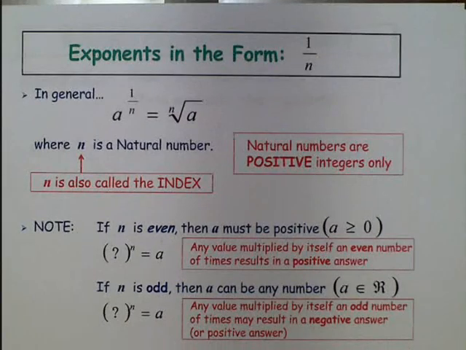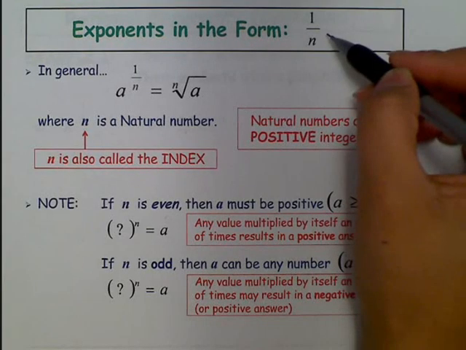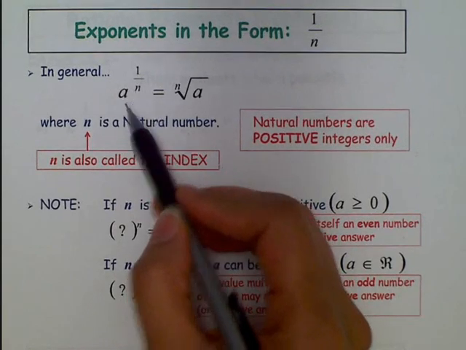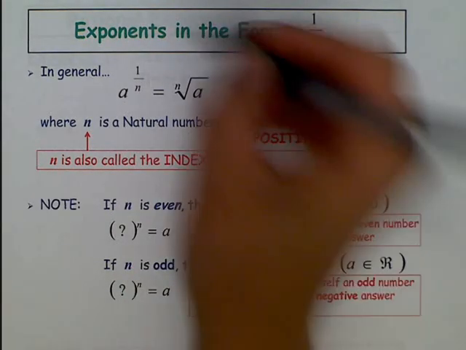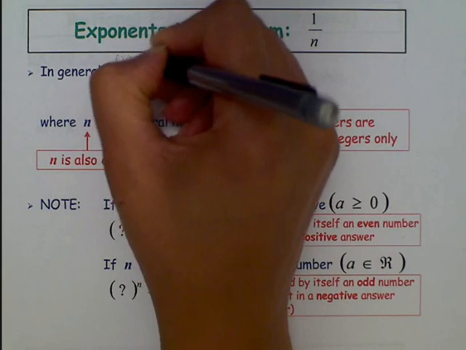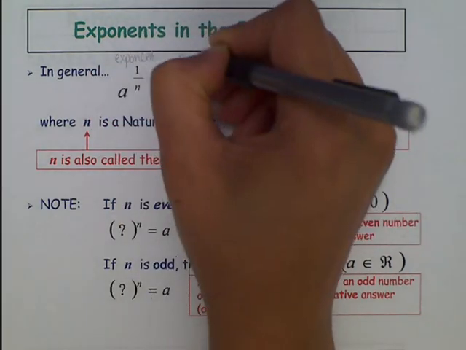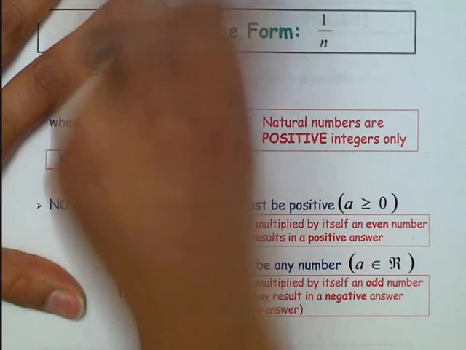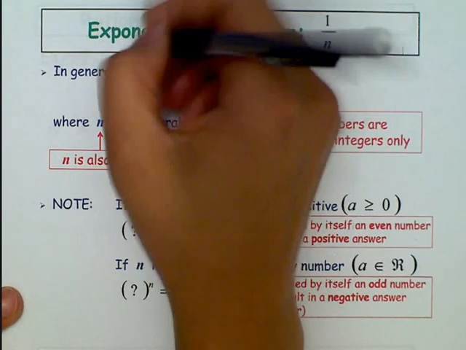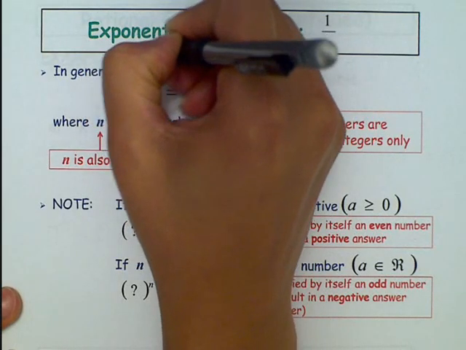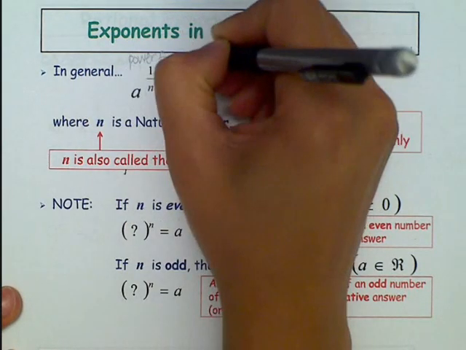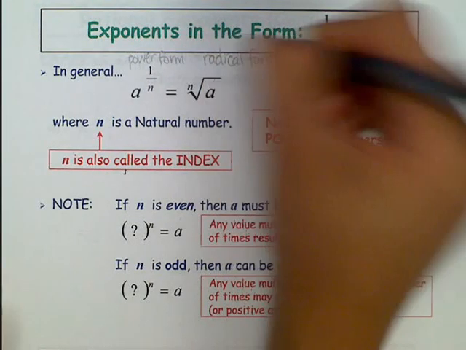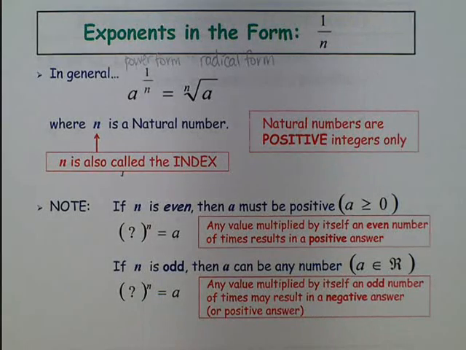So exponents in the form 1 over n. So if you have a rational exponent that's in the form 1 over n, much like the example that we have here. So if you have a to exponent 1 over n, you can rewrite this from exponent form, or power form, to radical form. I'm going to rewrite that for you. So this is in power form, and what we want to write it in is radical form. Once you write it in radical form, then it's a little bit clearer to evaluate.